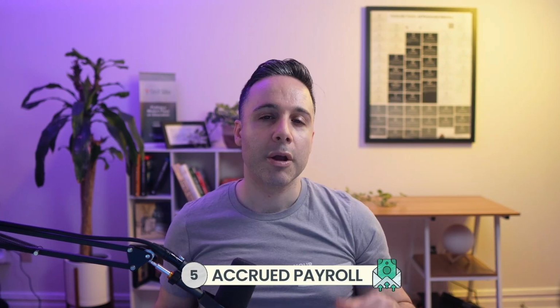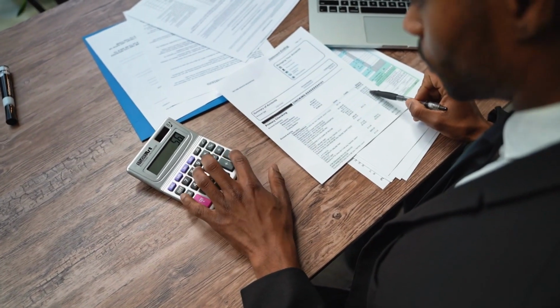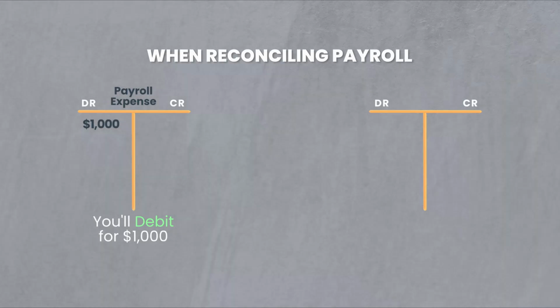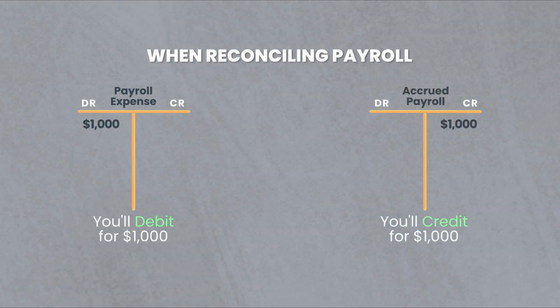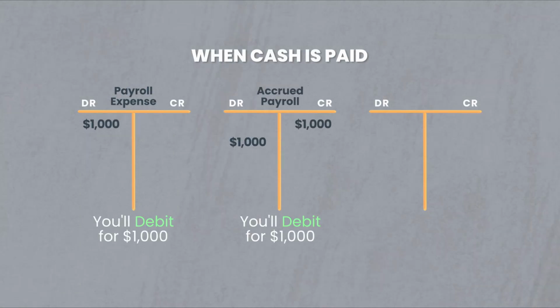accrued payroll. Most companies run payroll twice a month, and when that happens, you may get charged, let's say, a day after the month ends. Or maybe you run payroll every other week, which means you need to adjust your actual expense in your books for the correct amount for that month. Under either situation, you'll debit payroll expense and you'll credit accrued payroll. When the money then actually hits your account, you'll debit accrued payroll and you'll credit cash.